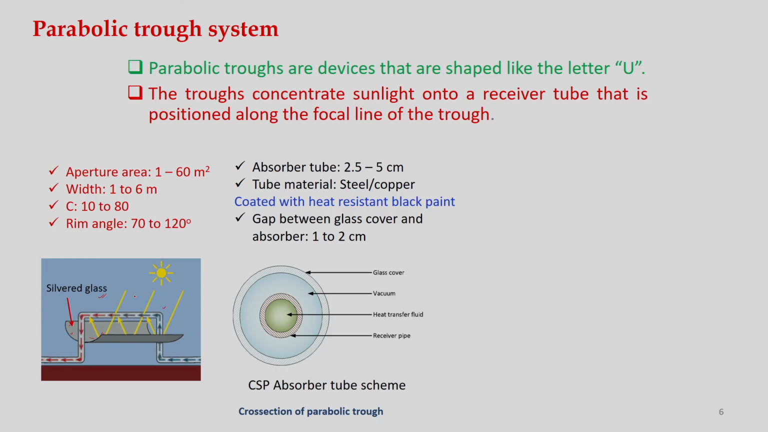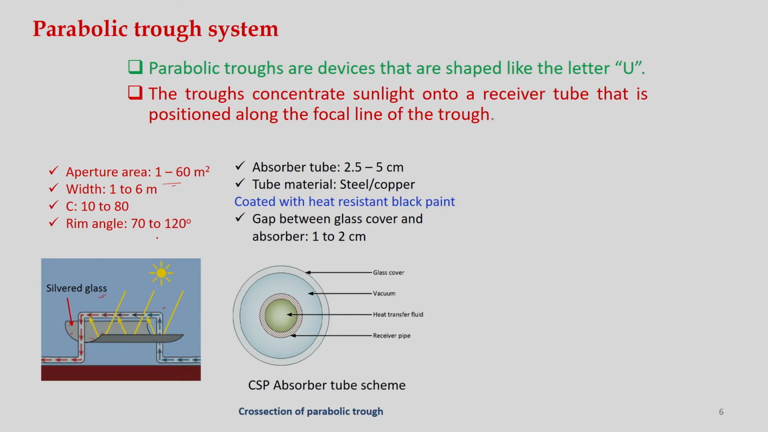Now, if we talk about the aperture area, normally this area varies from 1 to 60 square meters. It is a very large area, and the width is 1 to 6 meters. This concentration ratio varies from 10 to 80, and the rim angle that we have defined varies from 70 to 120.